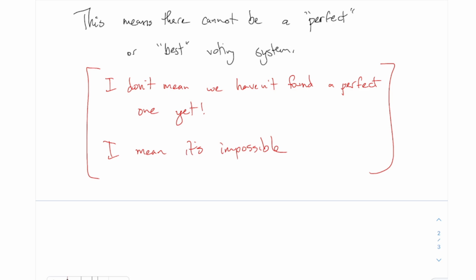Does this change your dedication to the concept of democracy? To me, it doesn't really. It just means that democracy, I suppose, as a concept, is a little more complicated than I thought it was. It doesn't mean that I'm into dictatorship, although the dictatorship does satisfy the IIA and the unanimity. All right, great. Let's talk about something a little different.